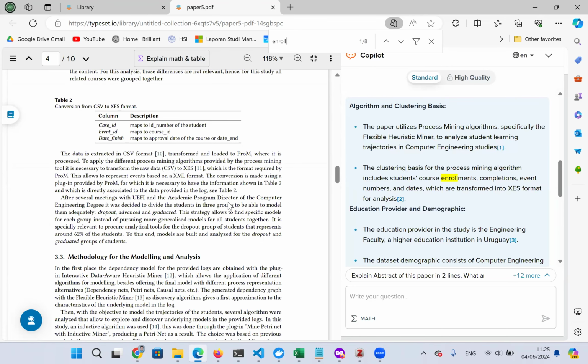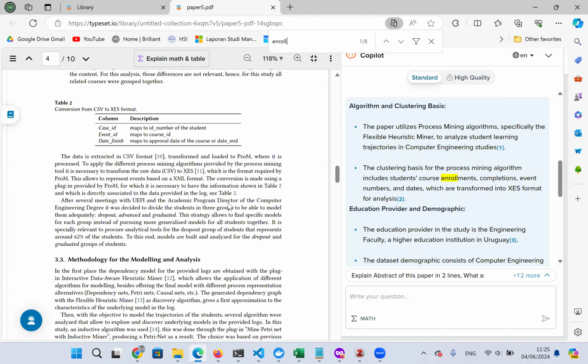Well, actually, it turns out there is this kind of trick in here. Maybe it isn't true. There is something that we've got to look through in here. So actually, in this paragraph, it tells the answer to the clustering basis. So here, to this end, the models are built and analyzed for dropout and graduated groups of students.